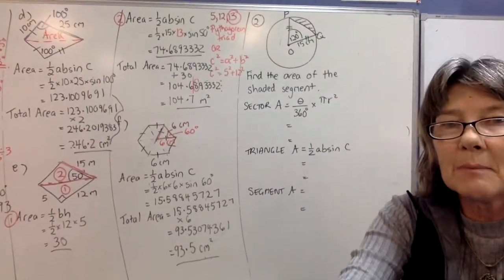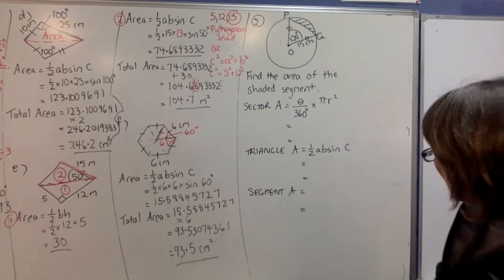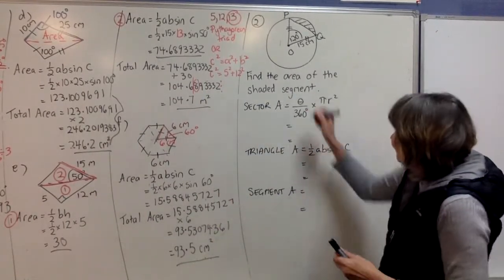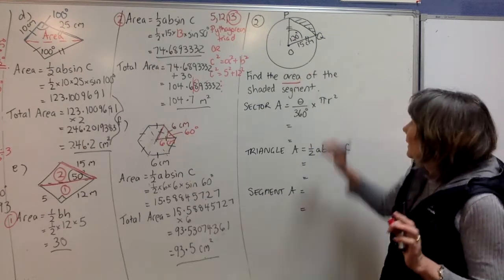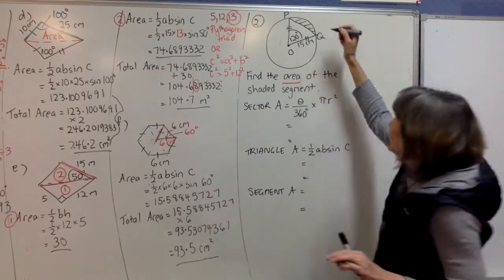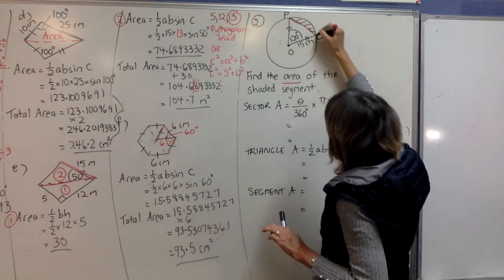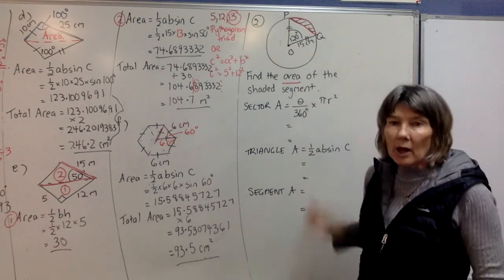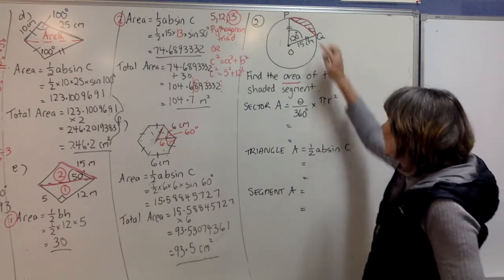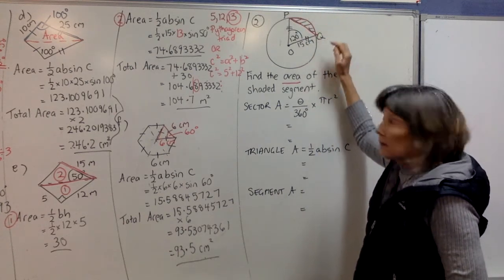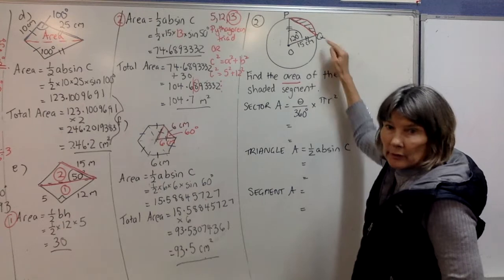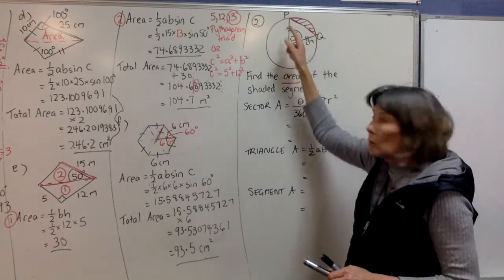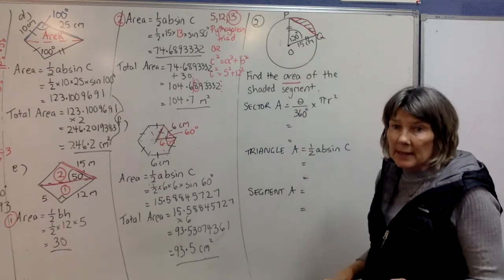Okay, now a segment. It says find the area of the shaded segment. Okay, they've shaded it for you so you can see what we're talking about here. It's this bit up here. That's what a segment looks like. It's just a slice off the edge of the circle. This is called an arc, and this is called a chord. So it's bounded, surrounded by an arc and a chord, and the area in there is a segment.